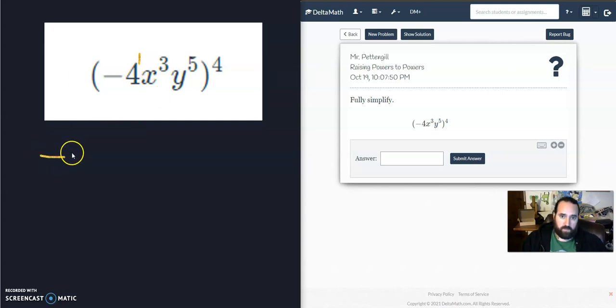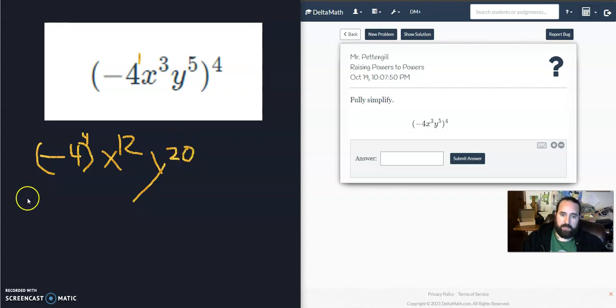So -4 to the 4th. It was in parentheses, so we're going to act like it still is in parentheses. X to the 12th, because 3 times 4 is 12. And y to the 5th is going to be to that 4th, so I'm still going to have my base of y. And 4 times 5 is 20.